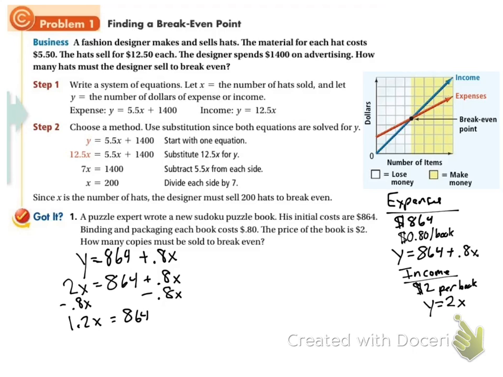And then I need to divide both sides by 1.2. And I get that x is equal to 720. So he needs to sell 720 books and they'll break even. The amount he spent will be the amount he made. If he sells more than 720, that's when he starts making money from it.